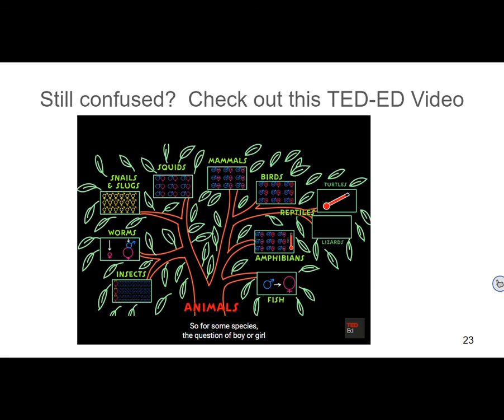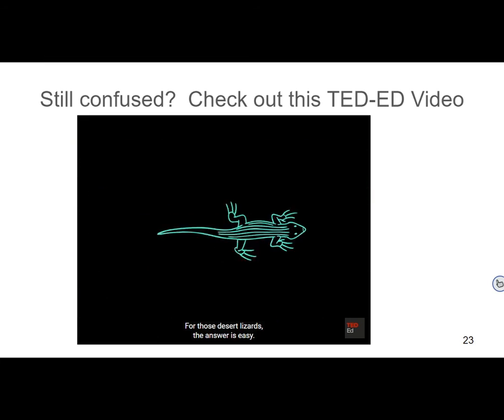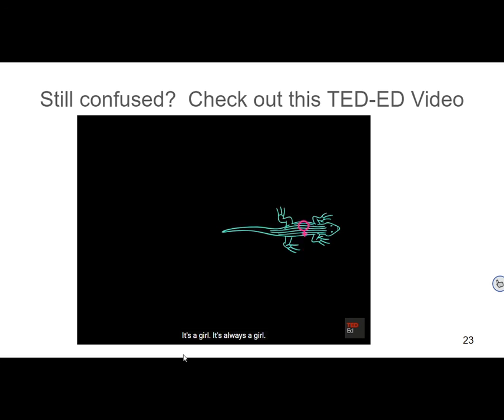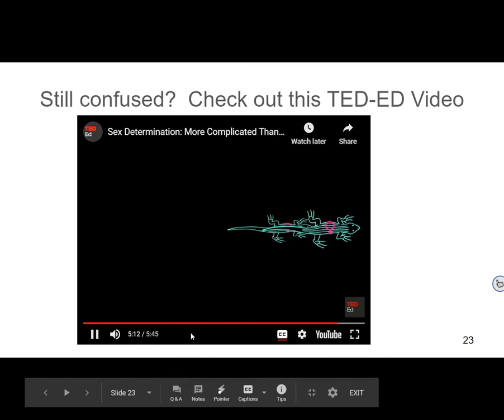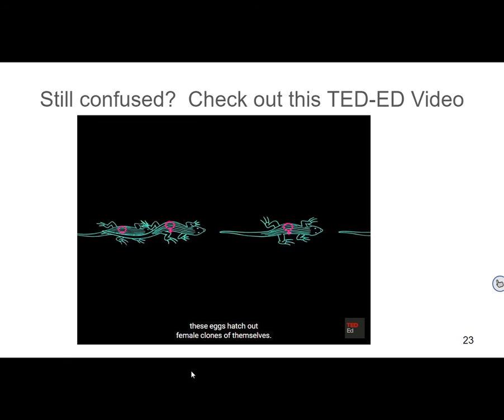So for some species, the question of boy or girl is answered by genetics. For others, it's answered by the environment. And for others still, they don't even bother with the question at all. Take whiptail lizards, for example. For those desert lizards, the answer is easy. It's a girl. It's always a girl. They are a nearly all-female species, and although they still lay eggs, these eggs hatch out female clones of themselves.